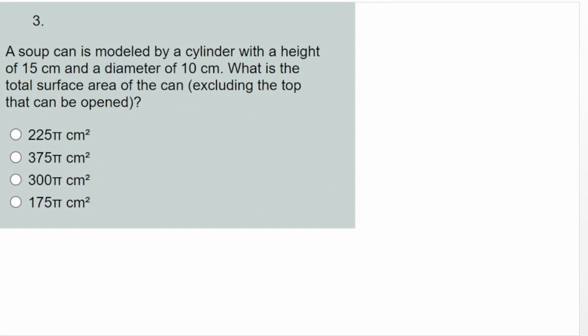A soup can is modeled by a cylinder. You use a cylinder to model a soup can with a height of 16 centimeters and a diameter of 14 centimeters. What is the total surface area of the can, excluding the top that can be opened?